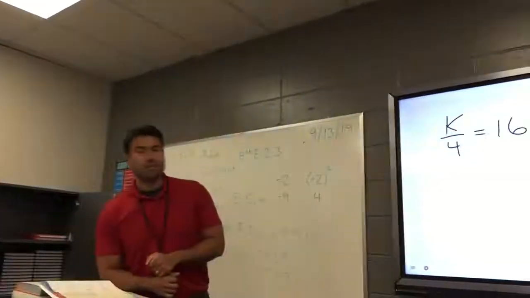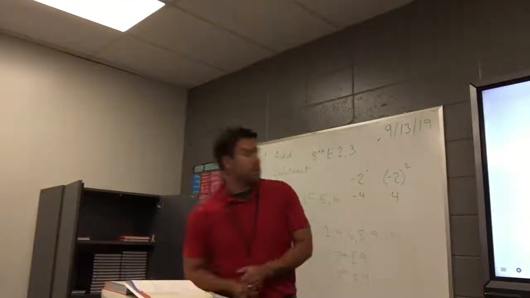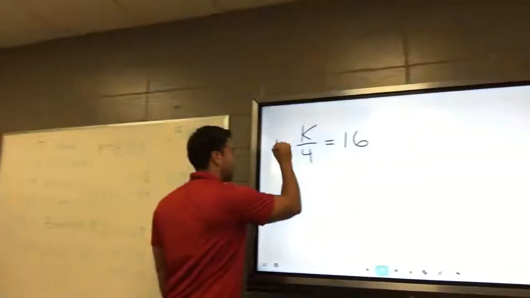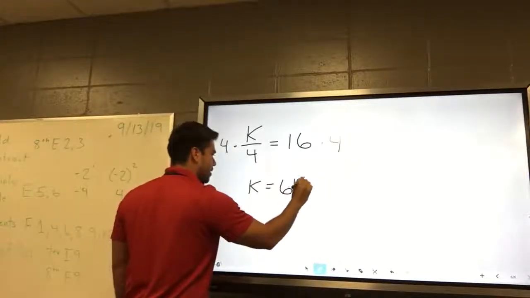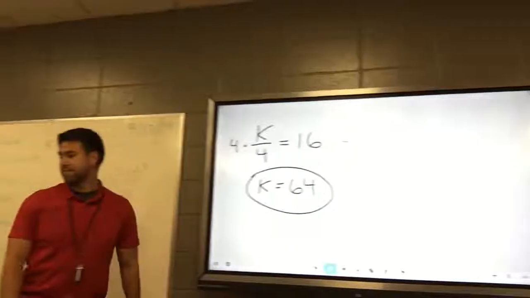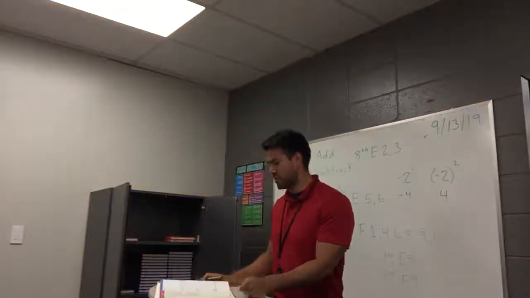Yes, sir. I was going to say the answer. Can you tell me what you did? I multiplied both sides by 4. Okay, you multiplied both sides by 4 and you were left with K equals? 64. Man, this is too easy. You want a tough one? Of course.